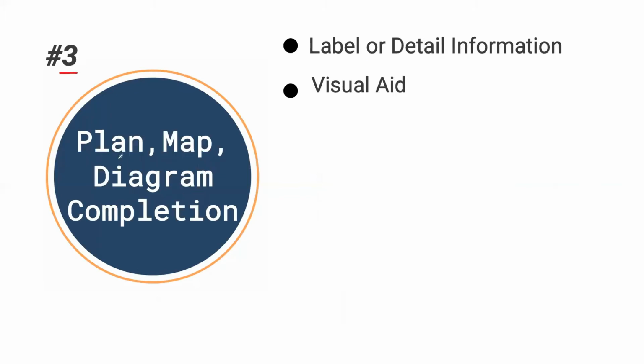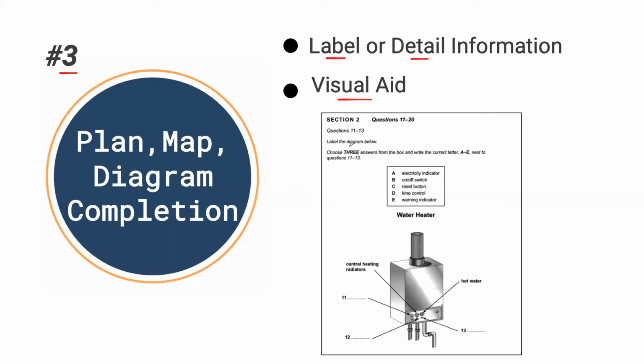Third, we have the plan, map, diagram completion. Think of this as sort of similar to question type number 1, the summary and note and flowchart completion, because you will have a visual aid. The only difference here is that you'll have to label or detail information. So here is an example of a diagram.